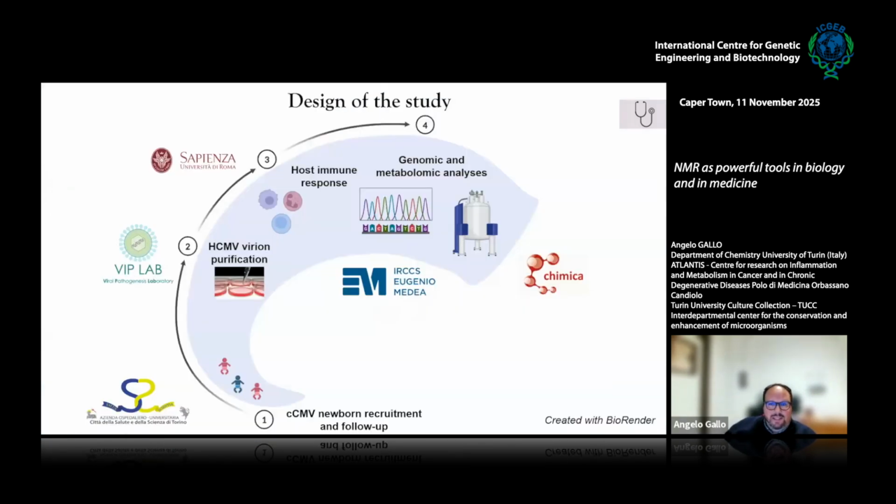So we designed the study considering this scenario. We have enrolled a cohort of newborns with congenital cytomegalovirus infection and conducted a series of collaborations involving various specialists, from the viral pathogenesis lab in Torino, from some people from Sapienza in Rome, and the University of Torino Chemistry Department has taken care of metabolomics analysis. Okay.